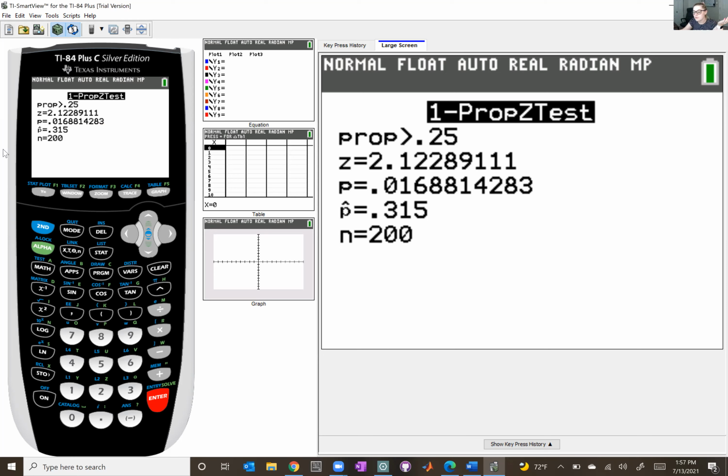But this is a good way to check and make sure that you did it correctly, and get the p-value from your calculator. So there's this method of doing it. You do need to know how to do it by hand. I do want you to know how to go to your chart and be able to figure out the area, and know that that is your p-value.